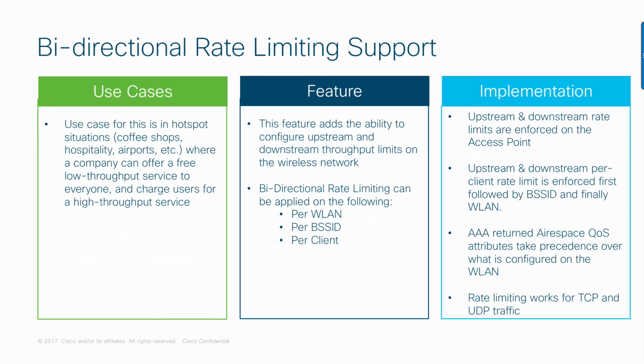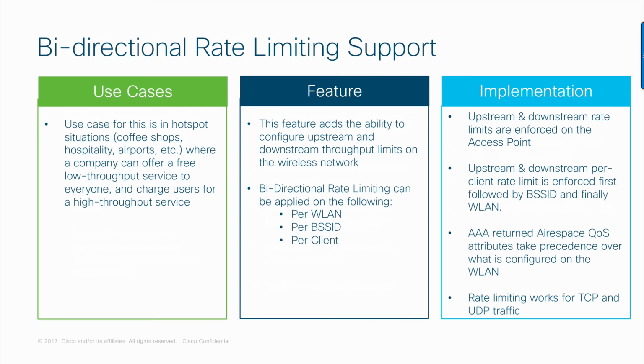So the way this works is that this feature adds the ability to configure upstream and downstream throughput limits on the wireless network. And these limits can be applied in three places. It can be applied per WLAN, on a per BSSID basis, which is a combination of an AP radio and WLAN, or on a per client basis. And in terms of the implementation, upstream and downstream rate limits are enforced on the access point in Mobility Express, because Mobility Express does local switching of data traffic, so the enforcement is at the AP.